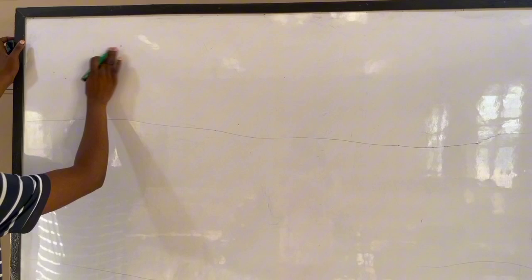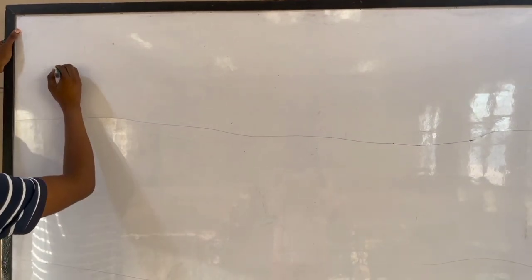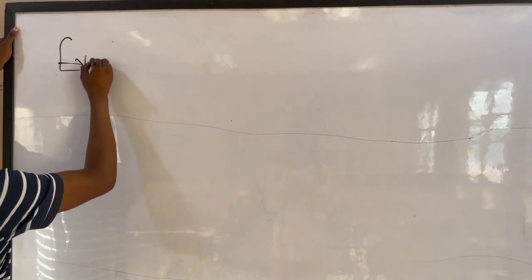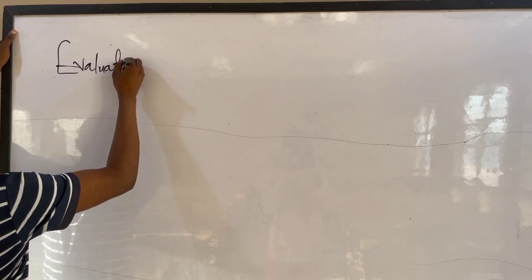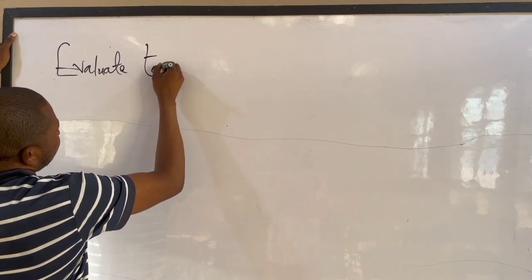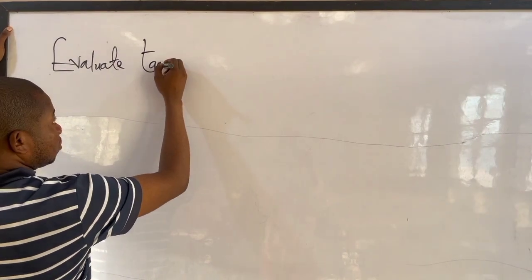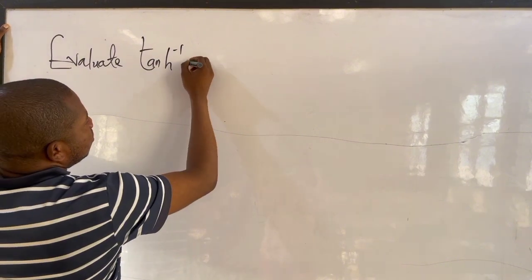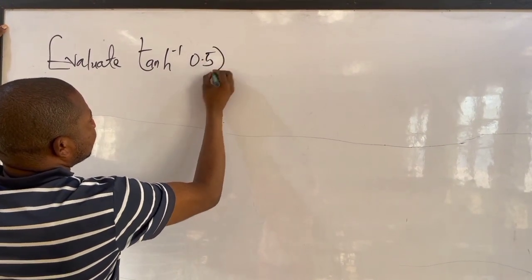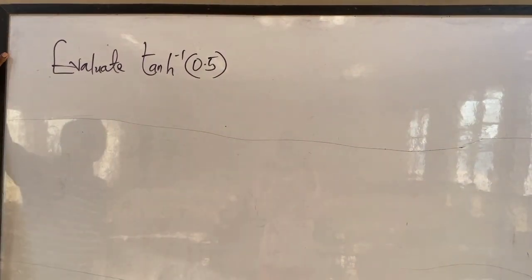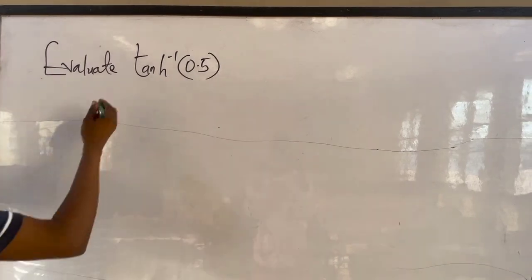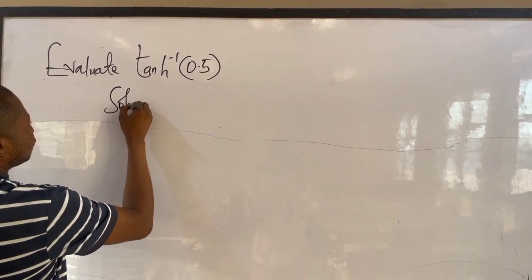So I'll be thrashing out a particular question that has to do with advanced algebra. What if you are given this kind of question? Evaluate tanh⁻¹(0.5). Evaluate this. Very simple. Solution.